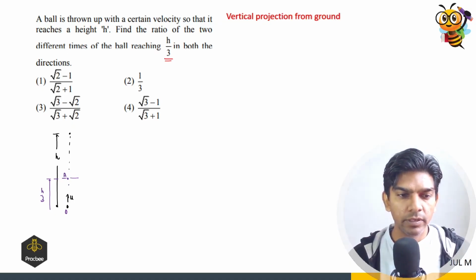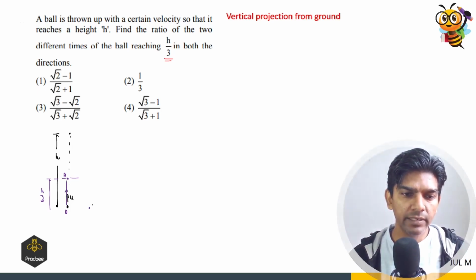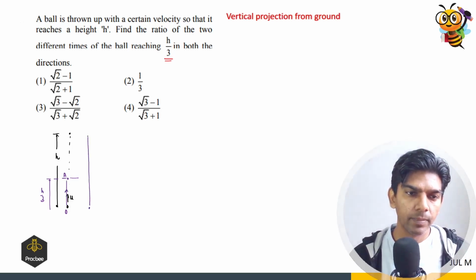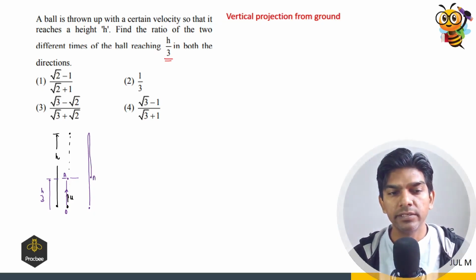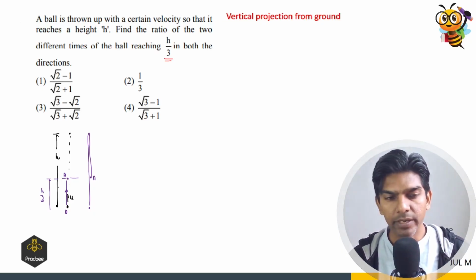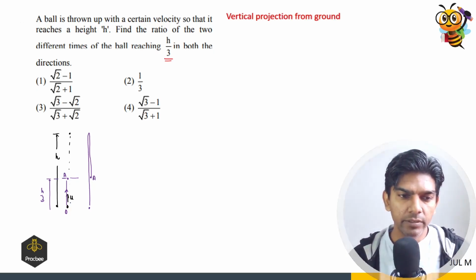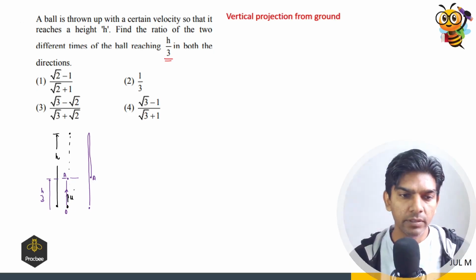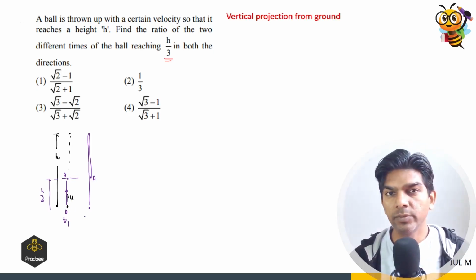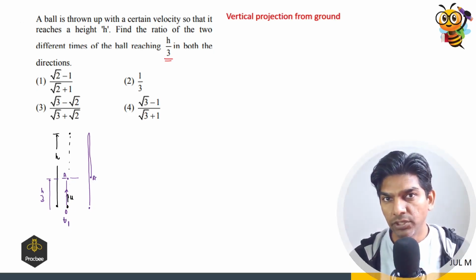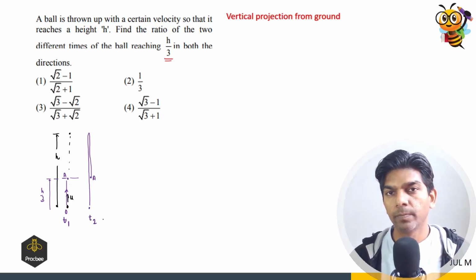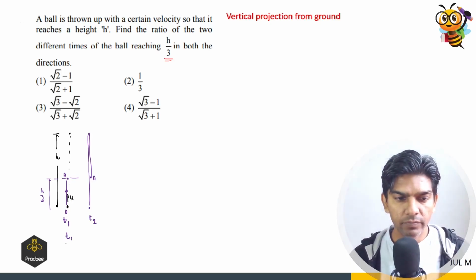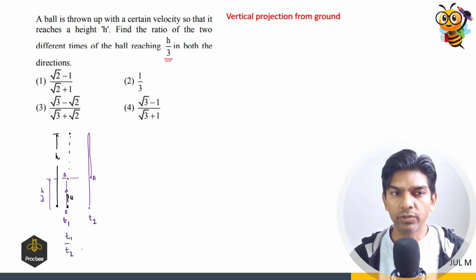So let me show you two paths. This is the first one. In the second case, it goes up and then returns. Again it is reaching the same point A at the same height. Let us say the time taken by the ball from O to A directly is t1, and the time taken by the ball to reach A again is t2. So we have to find t1 by t2.